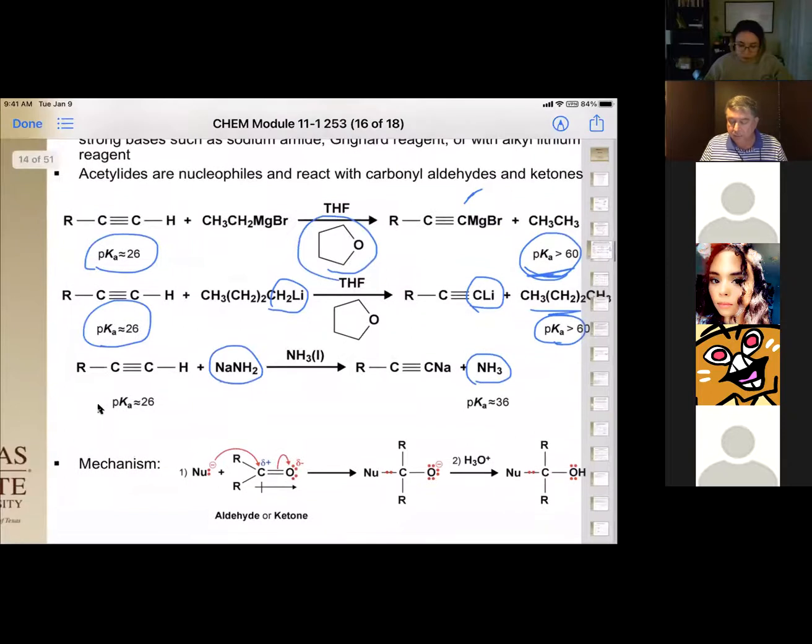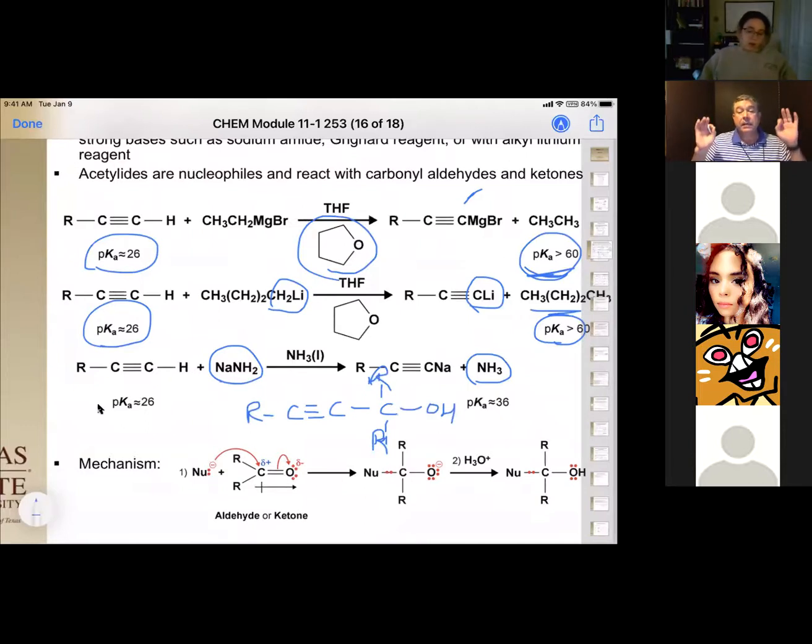Okay, so we can actually create some really cool structures. Our acetylene is going to stay intact, and if you attacked it with formaldehyde, you'd end up with a primary terminal alcohol. If you added with a different aldehyde, you'd have that, and if you added with a ketone, you'd have a tri-substituted tertiary alcohol. But the alkyne stays intact. So that's a good way to incorporate the alkyne into the middle of a chain.